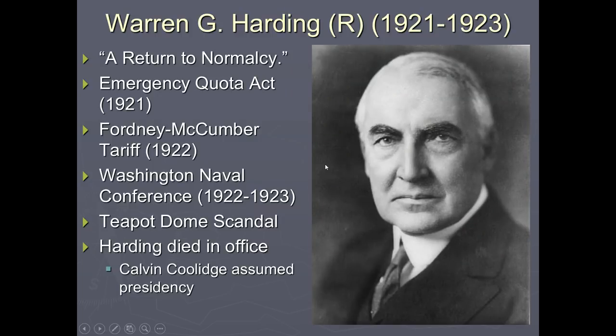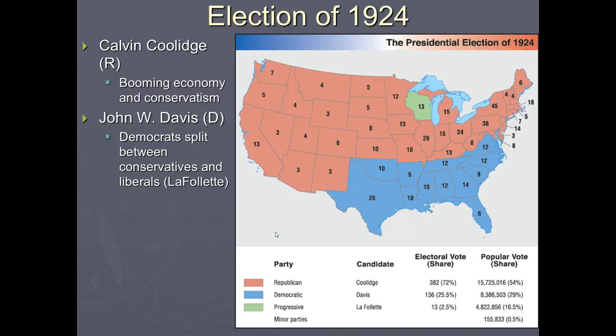Now, Warren Harding was known as one of our worst presidents of the United States, mainly because of the scandals that occurred, mainly the Teapot Dome scandal, where one of his cabinet members, I can't remember who it was, is going to lease government owned oil land in Teapot Dome, Wyoming, to somebody and basically pocket the money. Harding will die while he's in office, but while he was president, he's going to pass the Emergency Quota Act in 1921, the Fordney-McCumber Tariff in 1922.